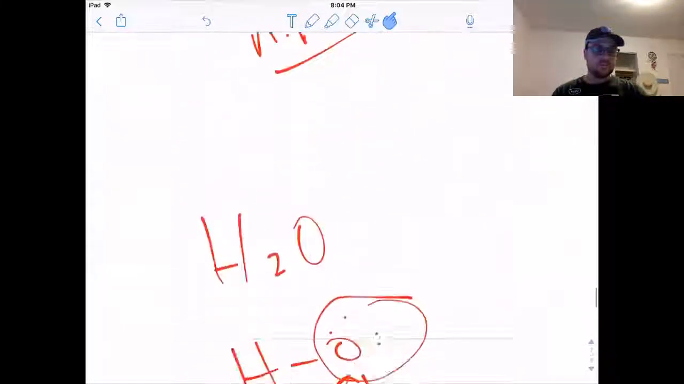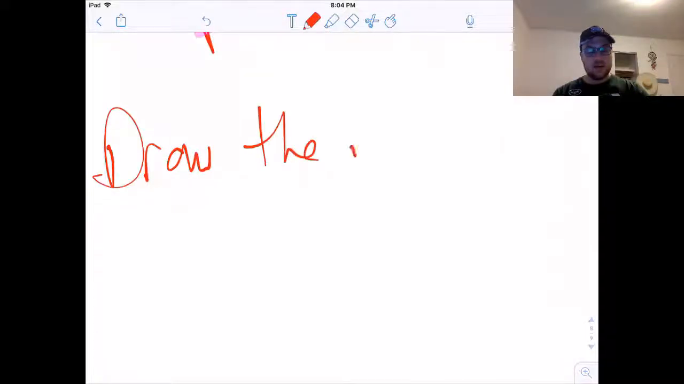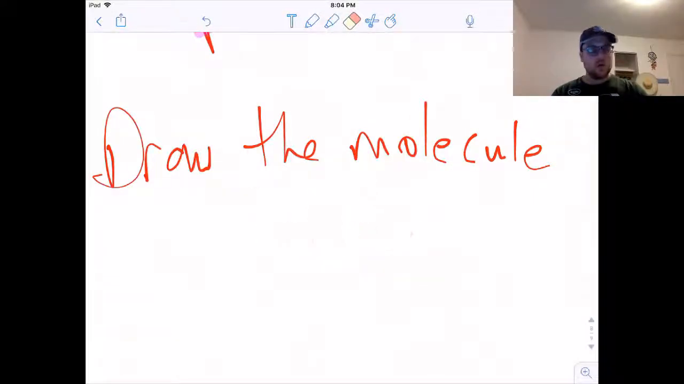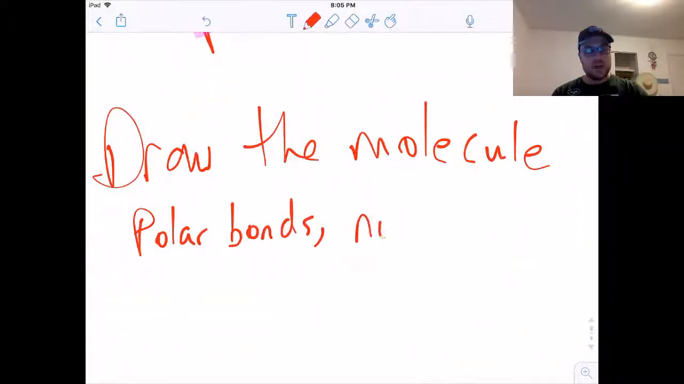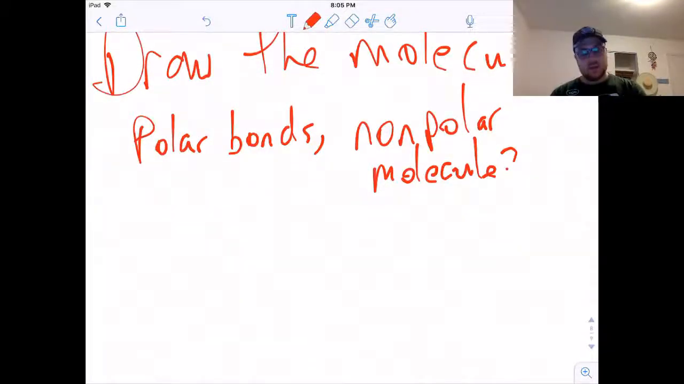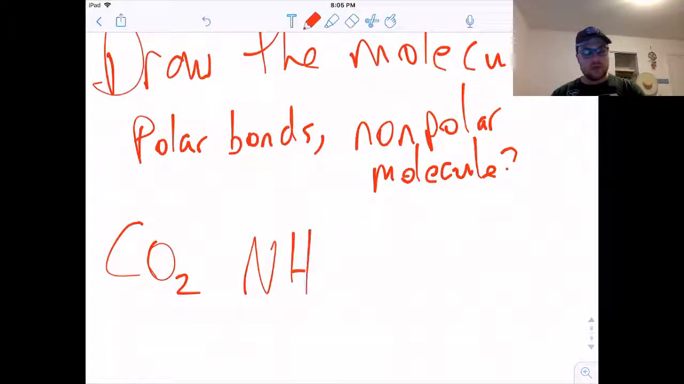So the key with polar and nonpolar, especially if it's multiple choice, well, really at any point, draw the molecule. A lot of questions would be like, which one is polar? Or polar bond. Let's do this one. This is a popular one. Which one of the following have polar bonds? A nonpolar molecule. All right. So the choices: CO2, NH3, H2, and then H2O.